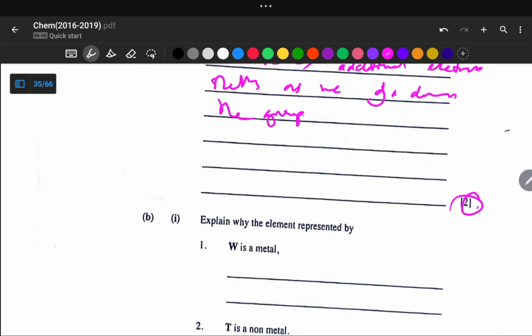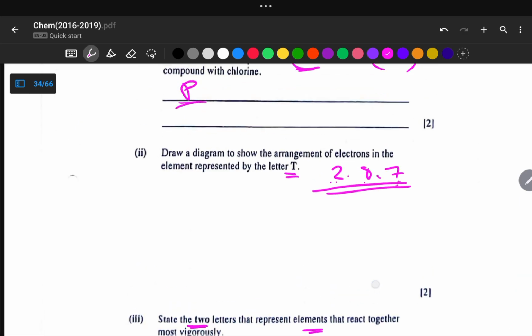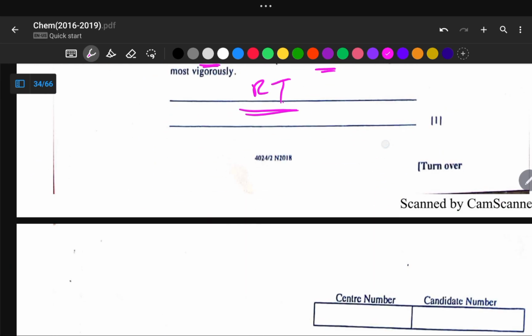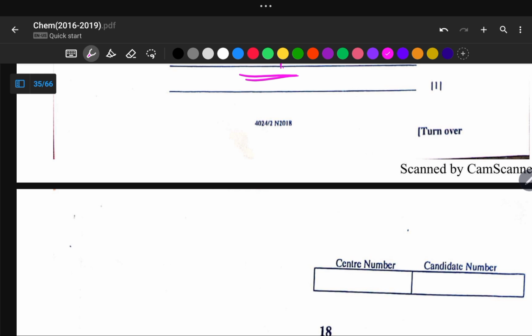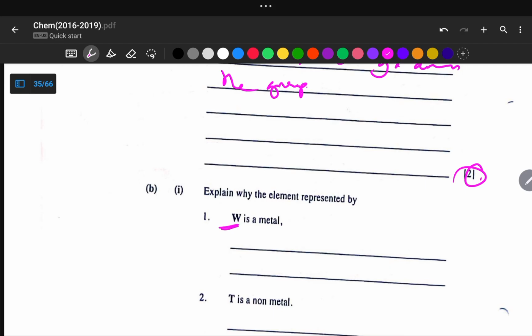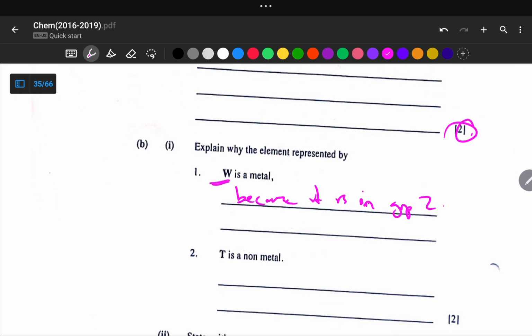And then the next question says explain why the element represented by W is a metal. Where is our W? So W is in group 2, so we said all group 2 elements are metals, right? Explain why it is a metal. Because it is in group 2, right? So it reacts by losing electrons, 2 electrons in the outermost shell. So we can't explain in terms of ionization energy here. Why? Because we haven't done ionization energy for O level, right?